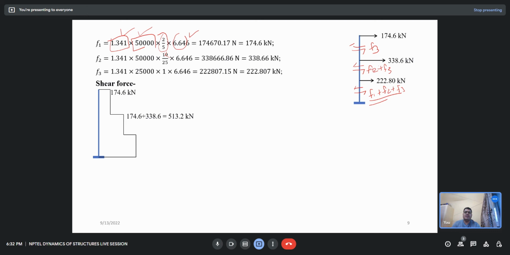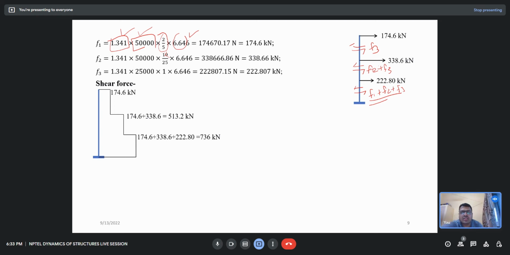In the second story, F2 plus F3 comes out to be 522 kilonewton, and the shear force in the third story, F1 plus F2 plus F3, comes out to be 736 kilonewton. Now after calculating the shear force, we are moving to the bending moment calculation.